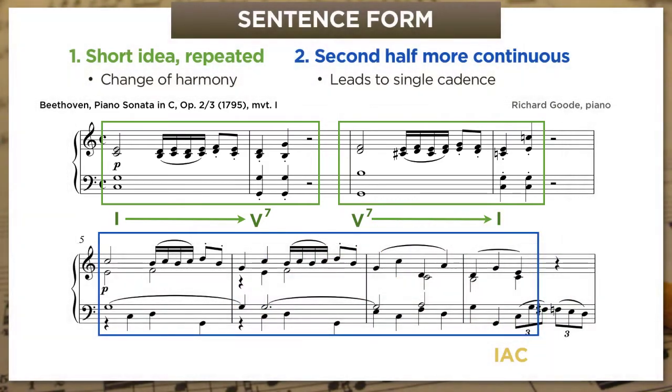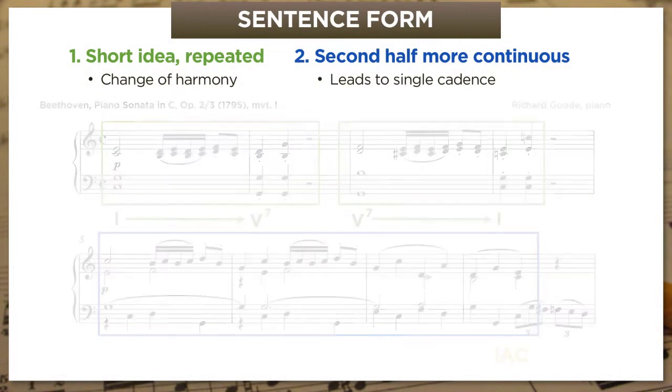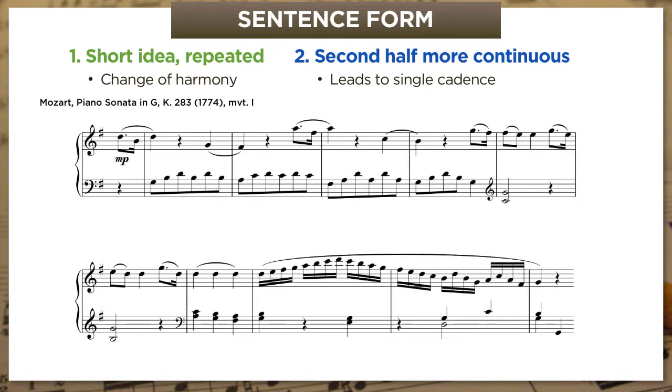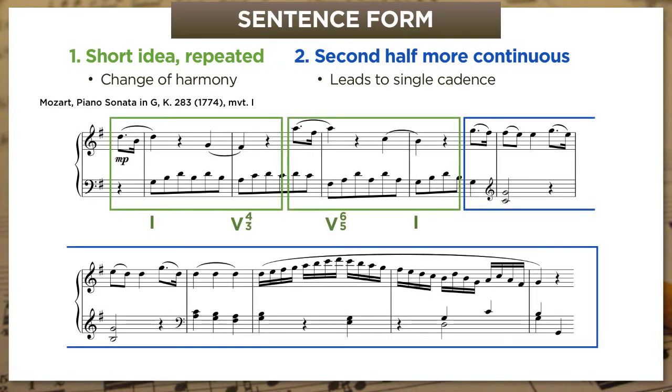PAC. We see pretty much the same pattern in the opening of Mozart's G major piano sonata, although now Mozart inverts the dominants instead of having them in root position. And before we hear it, I want to just point out that this is an example that reminds us that sentences aren't always perfectly symmetrical. Instead of 2 plus 2 plus 4, as in the past ones, we have 2 plus 2 plus 6. So the second half is a little bit longer, finally getting to a PAC.